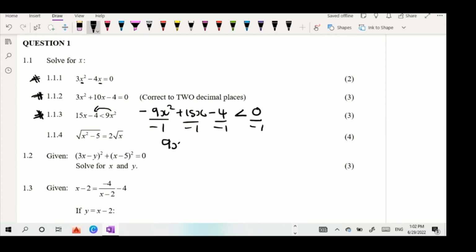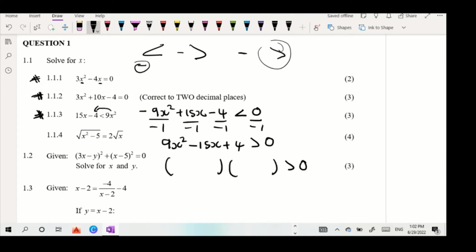So we're going to have 9x squared minus 15x plus 4, because when you divide an inequality with a minus, the inequality sign changes. So this one was facing that direction. We divided it with a minus sign, it changes into a greater than. So it's going to be greater than 0. Then from here, we are going to factorize.